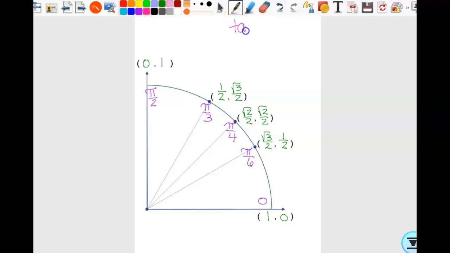So tangent theta, we know from SOHCAHTOA is opposite over adjacent, right? From the unit circle, tangent theta is what over what? Sine over cosine, good. Because sine is your y and sine goes on top. So sine over cosine.